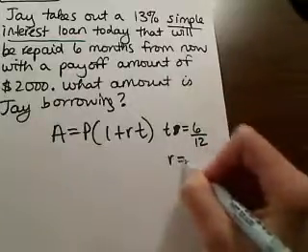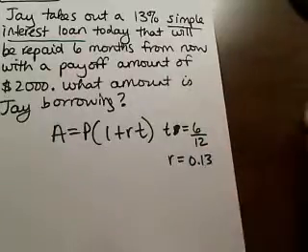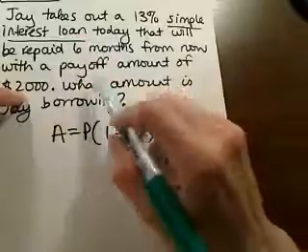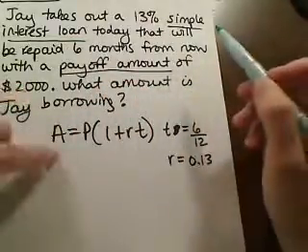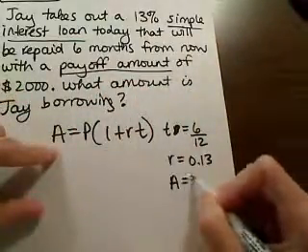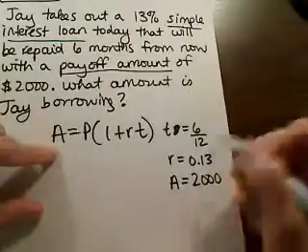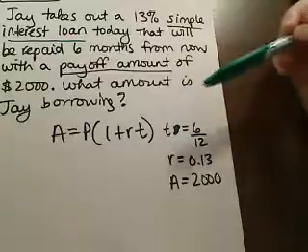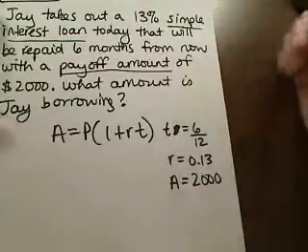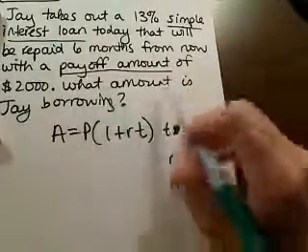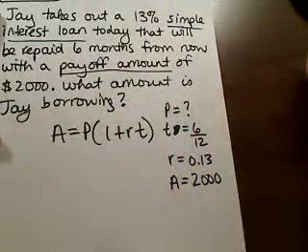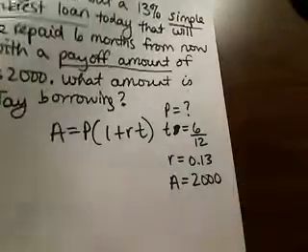The R here, our interest rate, is 0.13. And then this amount right here, this 2,000, is actually, because they're telling us that's the payoff amount, the A here. So in all of these problems, they're going to be giving you all of the variables except one of them, and whatever one they aren't giving you is the one that you're solving for. So this one says, what amount is Jay borrowing? That's actually the principal, and so that's what we're looking for in this problem.